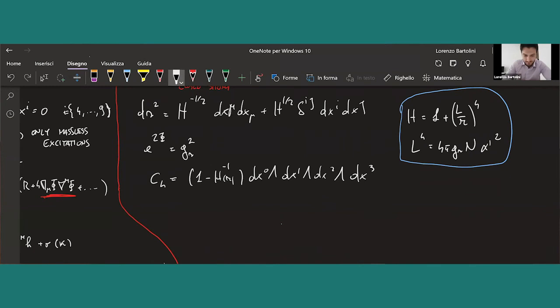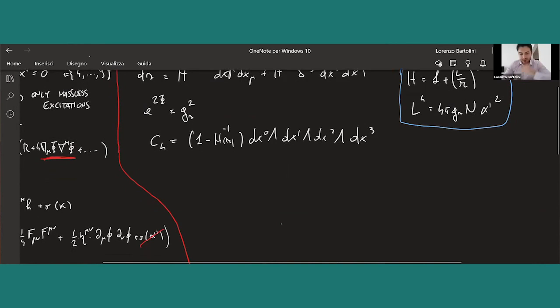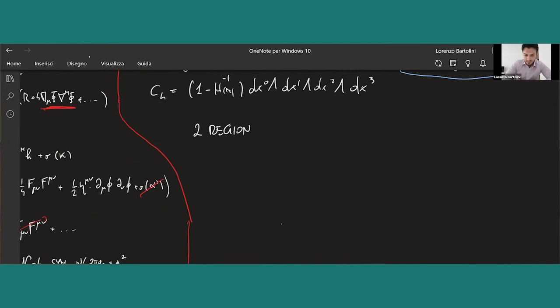Okay, now we can identify two regions in this geometry. And the shape of the function H suggests already what to do. Let's look at it in the other way. Let's go to R greatly lower than L. And this is what it means.